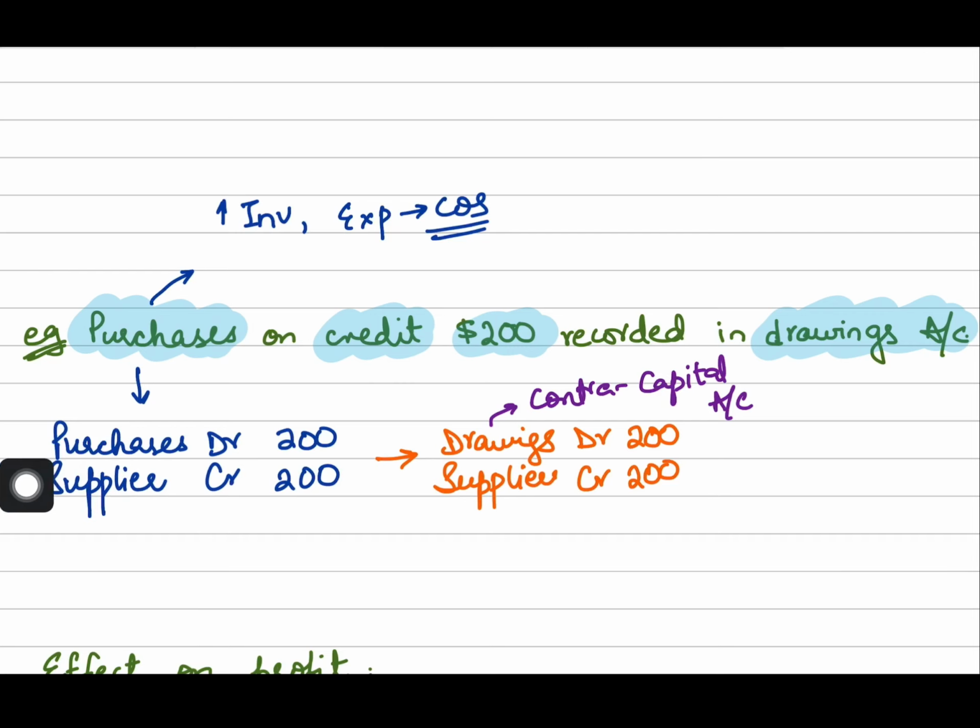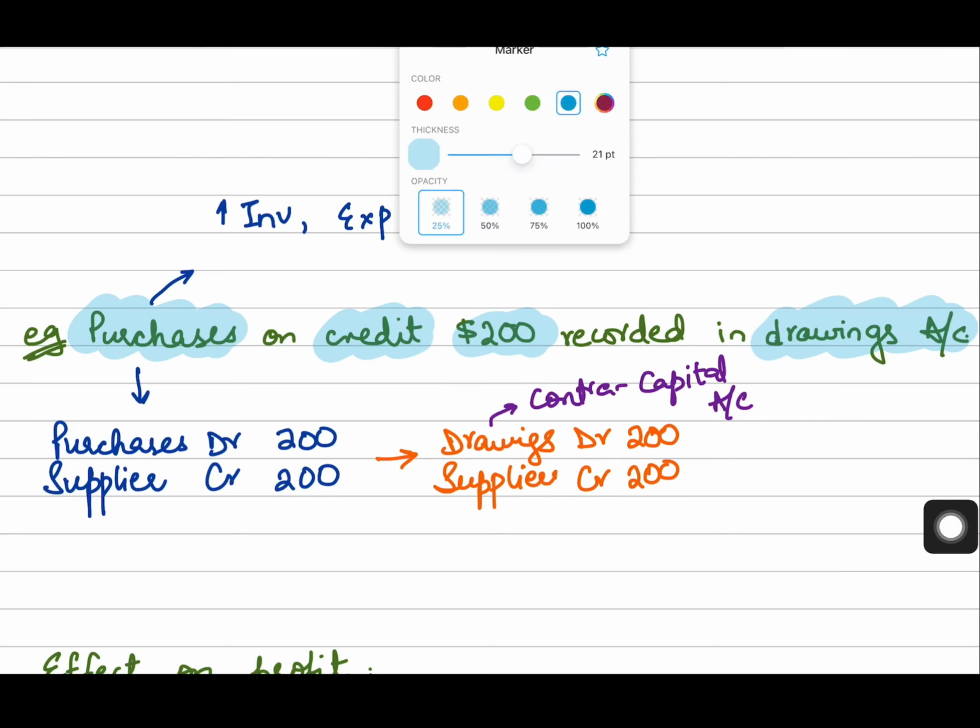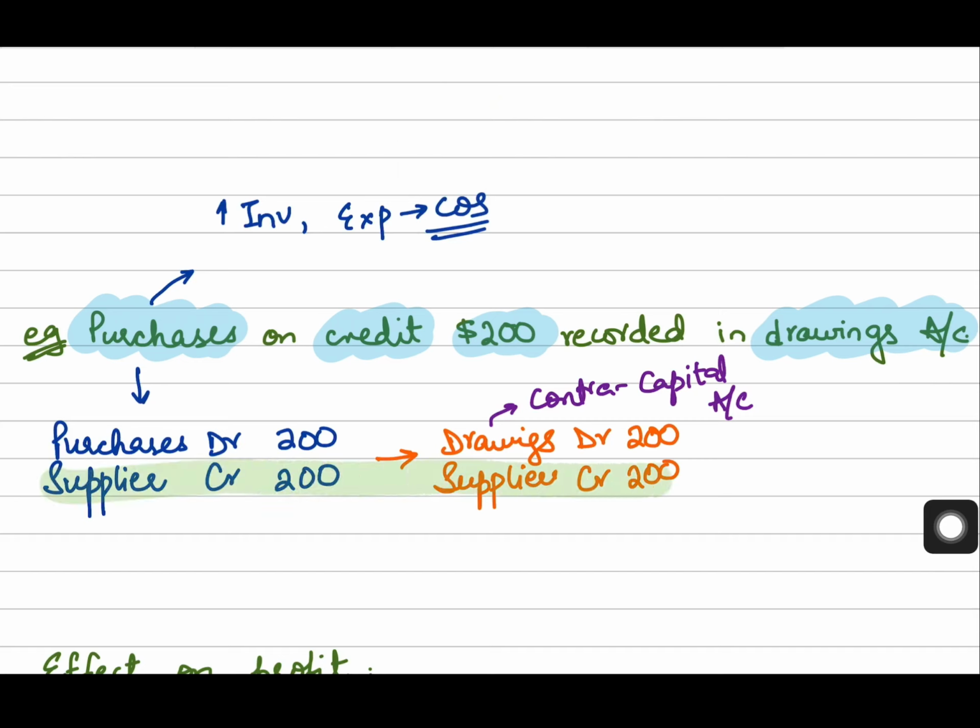So purchases belong to your expense class of account. However, drawings decreases your capital, it belongs to your contra capital account. So they both do not belong to the same class of account. That is why this will be called your error of principle. The second part of the double entry is again correct. There is no problem while crediting your suppliers, but just on the debit side.